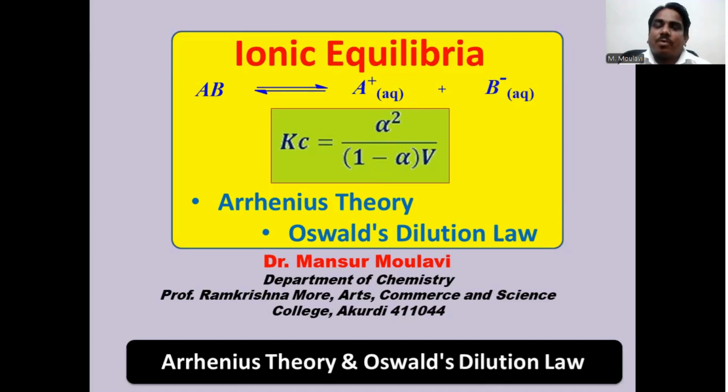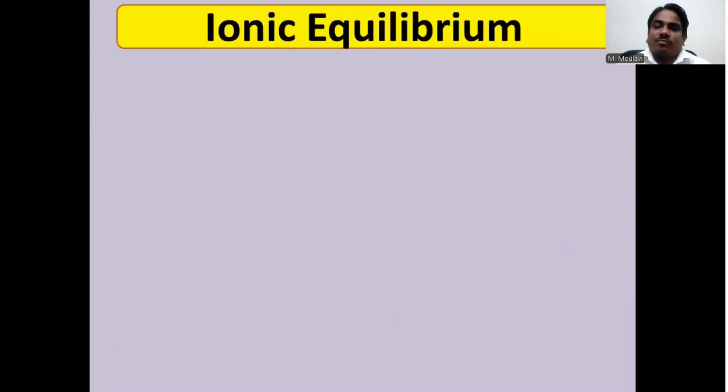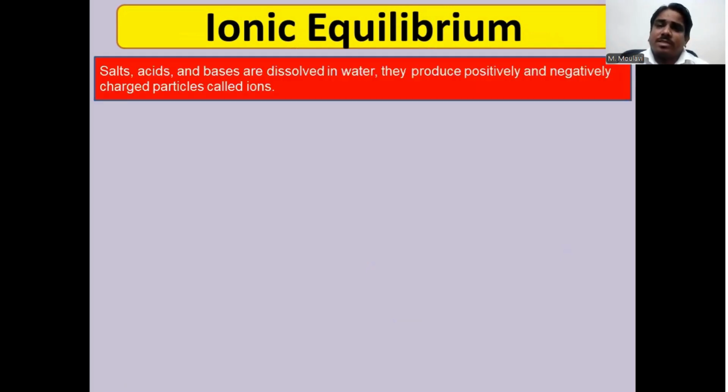We will learn about ionic equilibria, and in this topic we will look at Arrhenius theory and Ostwald's dilution law. First, we will look at what ionic equilibrium is. Ionic equilibrium is related to the equilibrium between the ions and its undissociated molecule. So in this, the Arrhenius theory is also important.